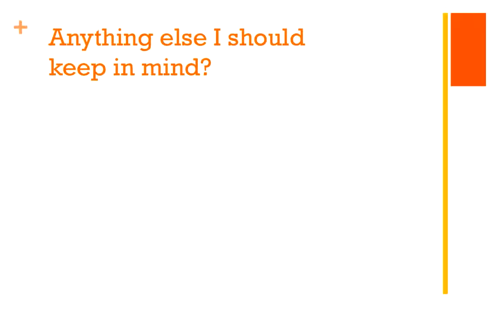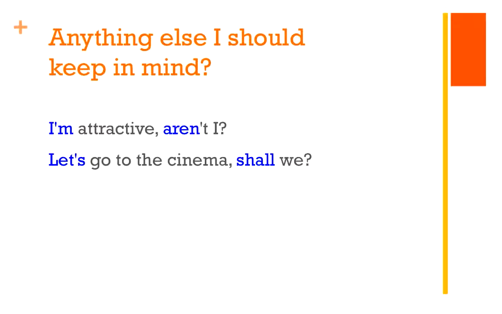Anything else you should keep in mind? Yes, there are a couple of, I would say, exceptions that we have to talk about separately. Have a look at this one, for example. I'm attractive, aren't I? That doesn't really make sense, because I am and then you have the aren't in the question tag. But there is no negative form for am. There is no amd or something like this. It doesn't exist. So this is why we're taking the aren't. If you have I am, use aren't in the question tag. I'm attractive, aren't I?